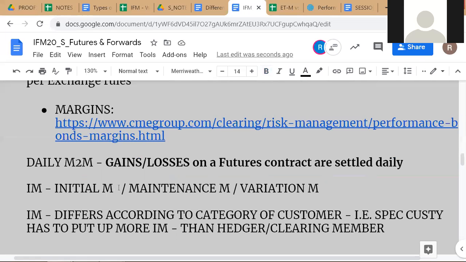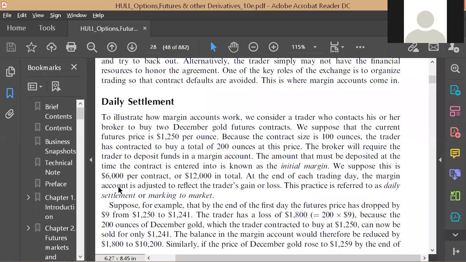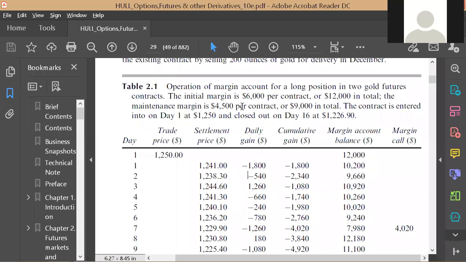As you can see here in the example that they have given you, the maintenance margin is 4,005 per contract. So 9,000 for the two contracts is the total. This guy has initially put up 12,000. And every day there are losses happening, so his account is getting debited. Ultimately, when it falls below 9,000, the maintenance margin level, he gets what is called a margin call.